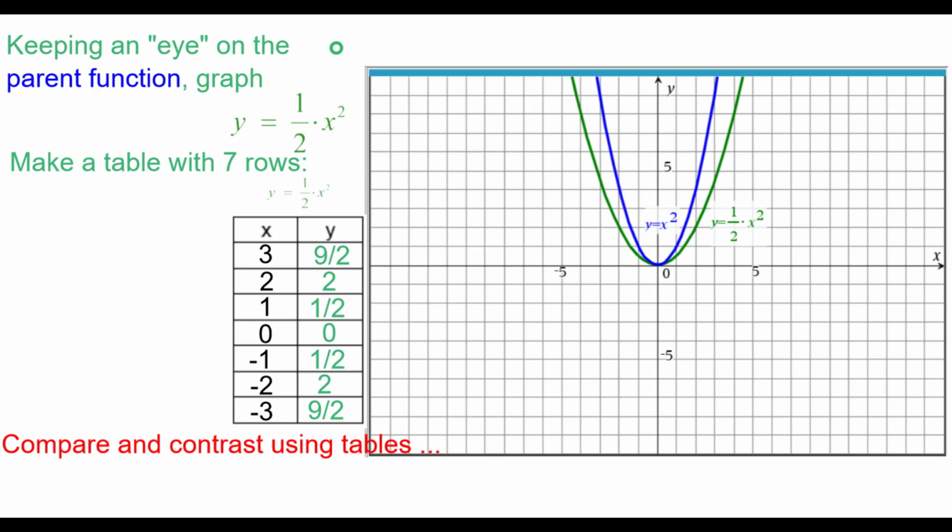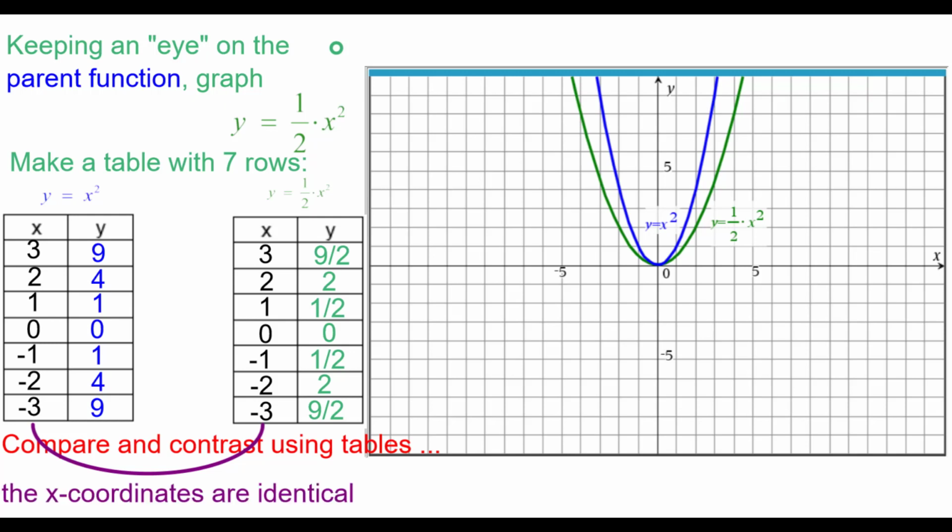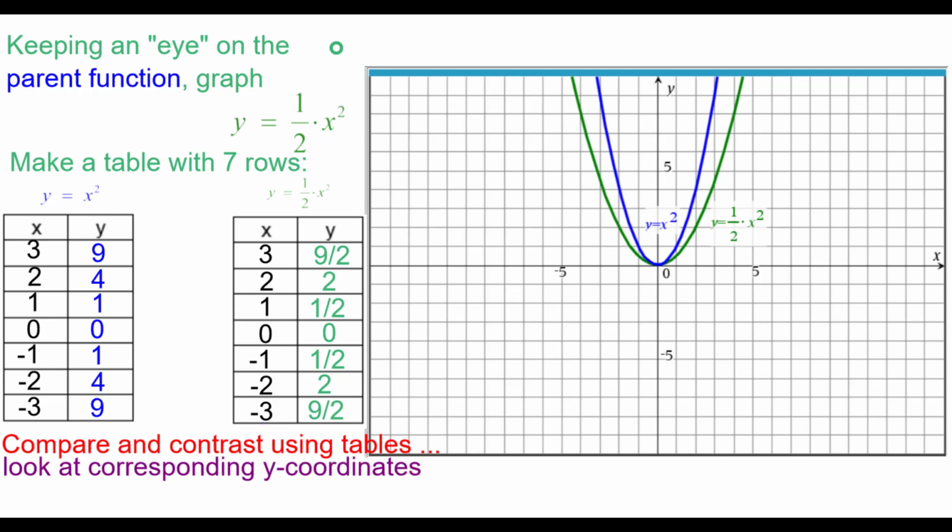Compare and contrast using tables. Again, we'll start with the y equals x squared table. Press pause until you're finished comparing and contrasting those. Looking at the x column, the x coordinates are identical. Look at the corresponding y coordinates. Press pause until you're finished looking at those.